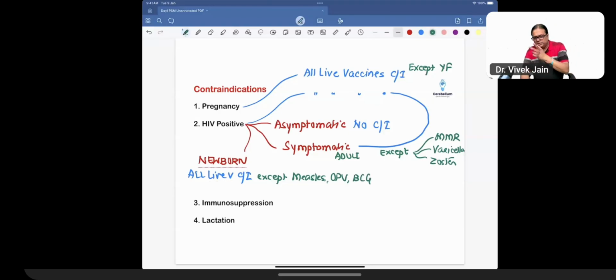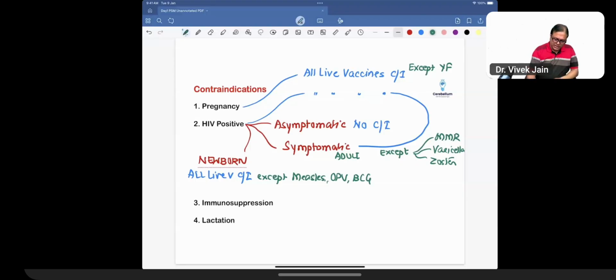Now friends, I'm telling you one thing, please be very careful. A few years ago there was a question in the exam where they asked which vaccine is indicated in a symptomatic HIV positive adult. So what should I mark? Indicated means we can give MMR, varicella zoster. Suppose MMR, varicella zoster is not in the choice. Then yes, besides live, all other vaccines can be given. Killed, toxoid, cellular fraction, proteinaceous, all vaccines can be given, right?